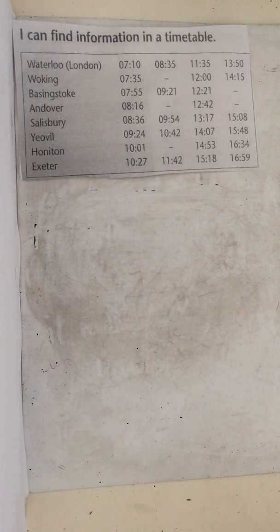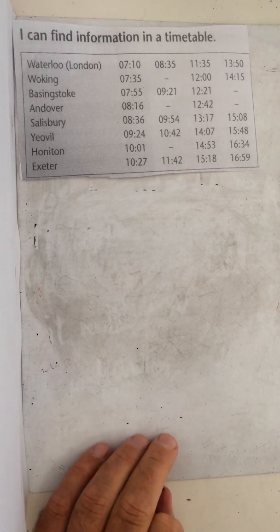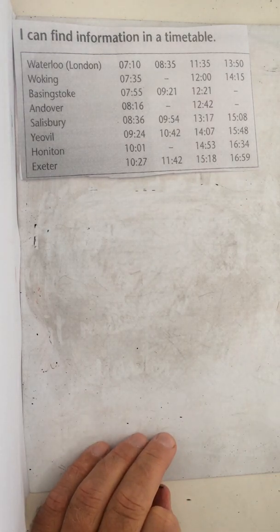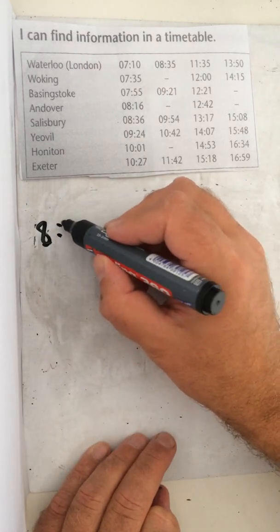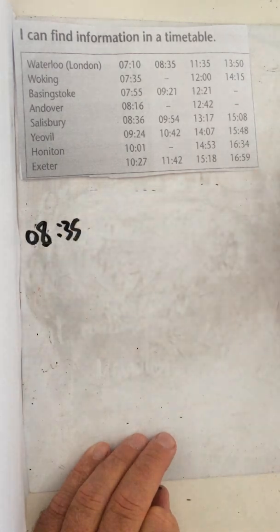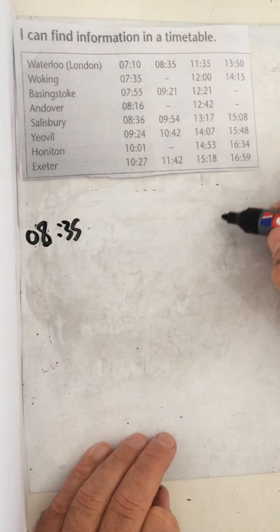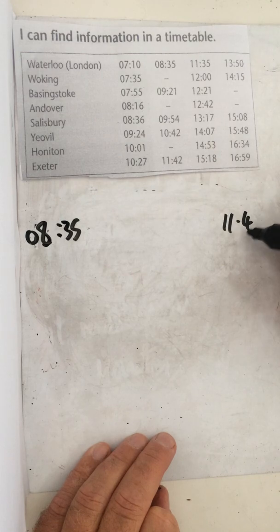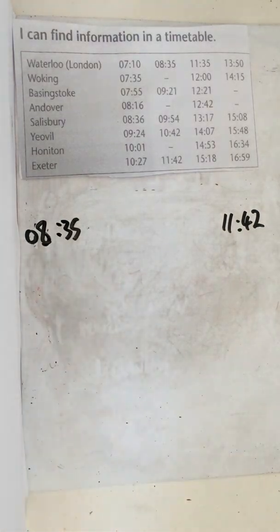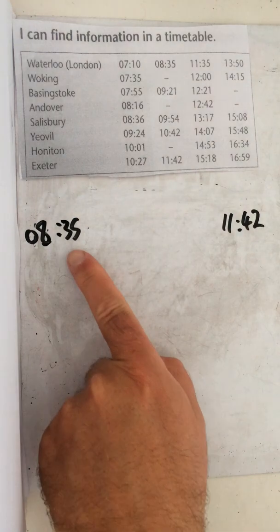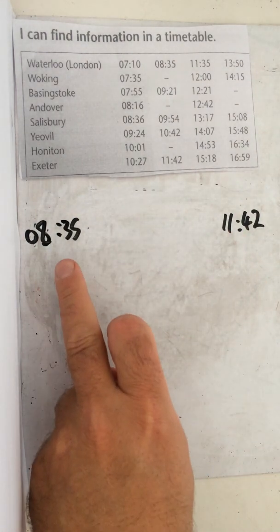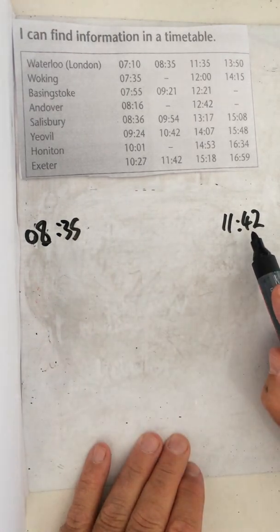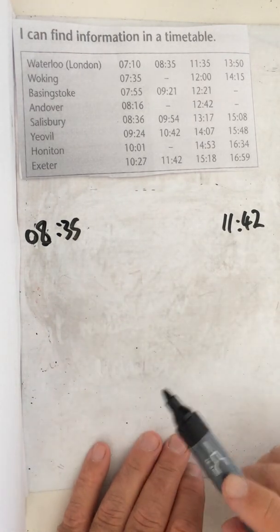Let's have a little look. How long does it take the 8:35 to get from Waterloo to Exeter? So we've got the 08:35, and we're going all the way to Exeter, 11:42. Now again, you don't have to go up initially by the minutes. You could go to the next hour and so on, but I think in this case, this is 35 and that's 42. So I'm going to keep the hours the same.